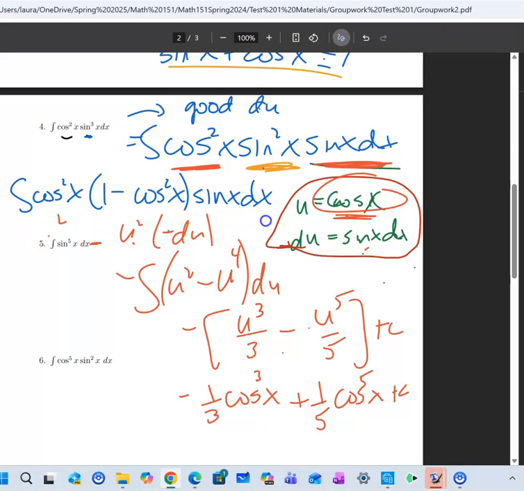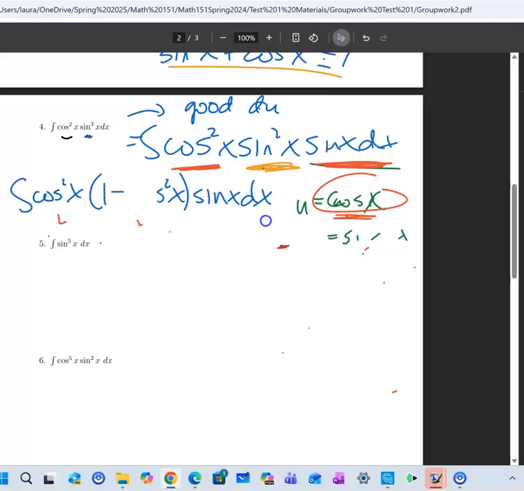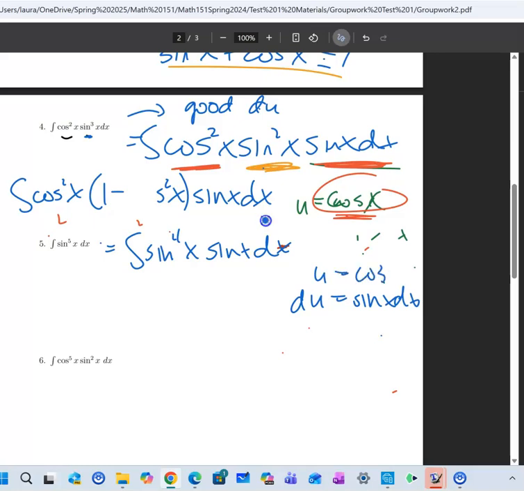So number 5 had sine to the 5th. Okay, since it's an odd powered sine, it's not even, so you can't use the half angle formula. You want to peel off to make a good du. All right, so let's peel off a sine. It's very much like the last one we just did, right? So sine to the 4th x, sine of x dx. Okay, so I know my du is sine of x dx. So that means my u is cosine.